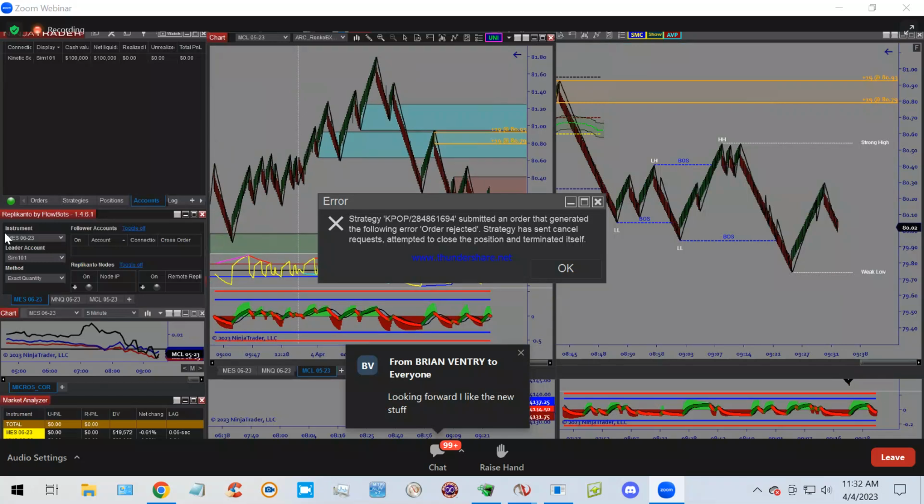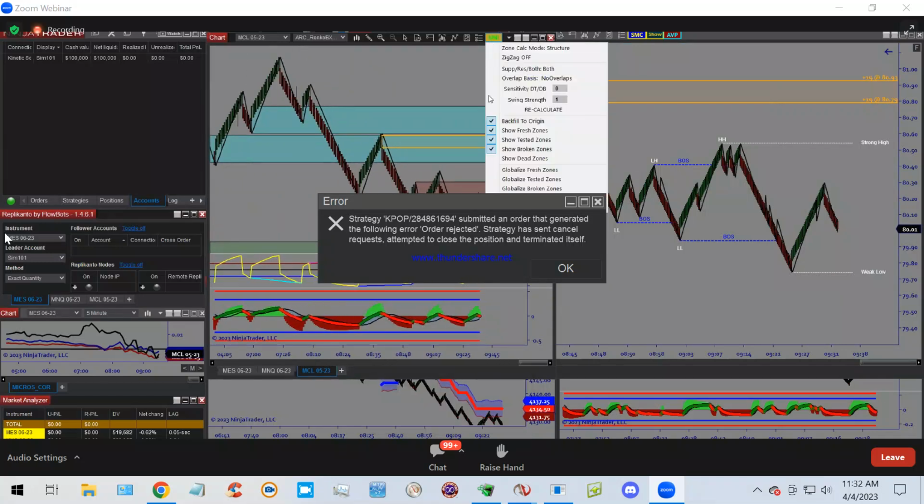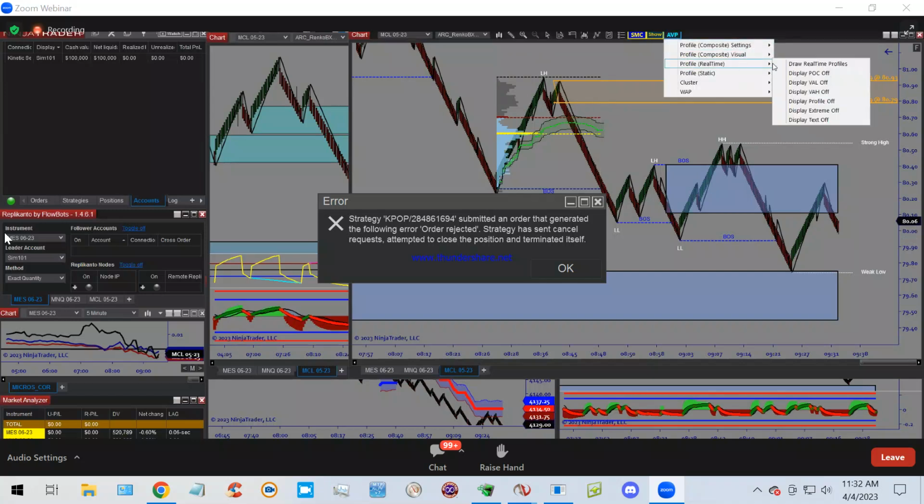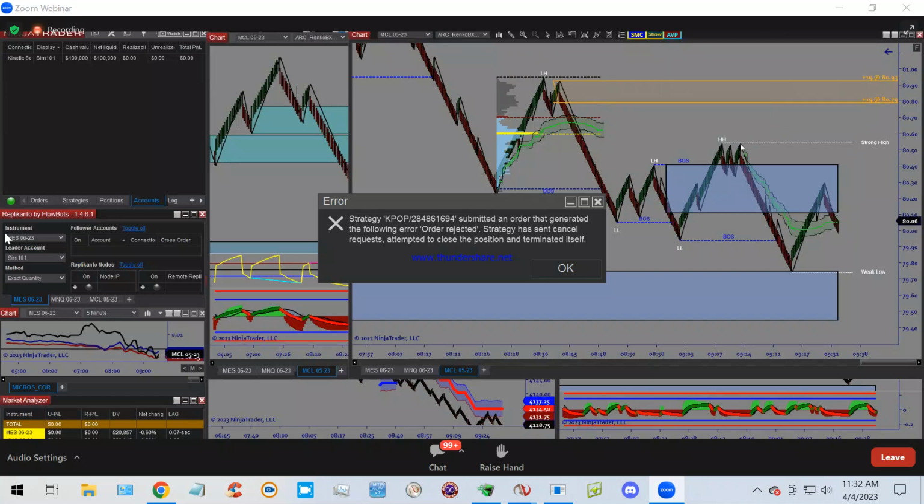So crude oil, take a look at this resistance level here. I'm just going to show you this. Globalized test zones. Take a look at this structure breaking pivot. It came in 1, 2, 3, broke the boss. What do you think that is? Let's take a look at this. Okay, that's not a structure breaking pivot. That's not a VWAP, CWAP trade. This would have been.